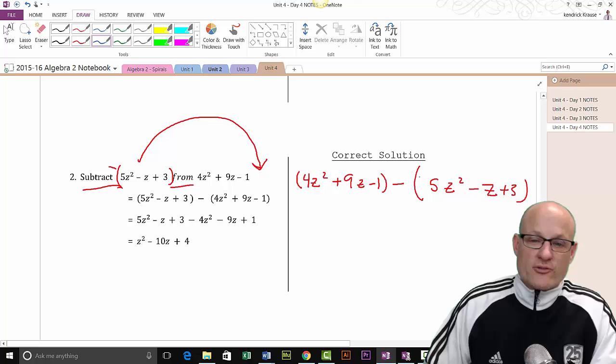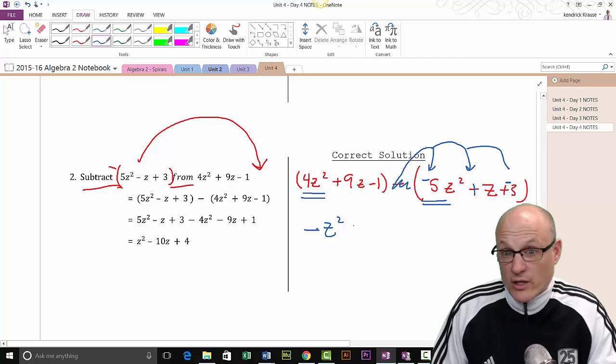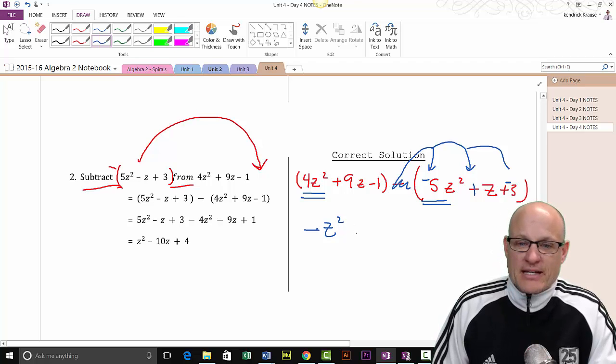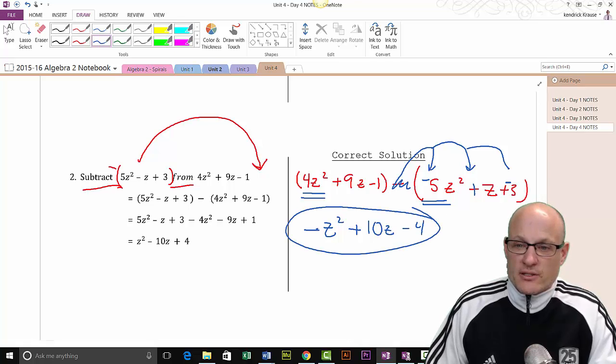And then what I'll do is I'll just distribute the negative. Forgetting to distribute the negative, common mistake. Negative, positive, negative. Now combine like terms. 4z squared minus 5z squared. Don't worry about this anymore. We've already distributed it. So that's negative z squared. You could put negative 1z squared if that makes you feel better. 9z and z make 10z. And negative 1 and minus 3 make negative 4. All right, there we go.